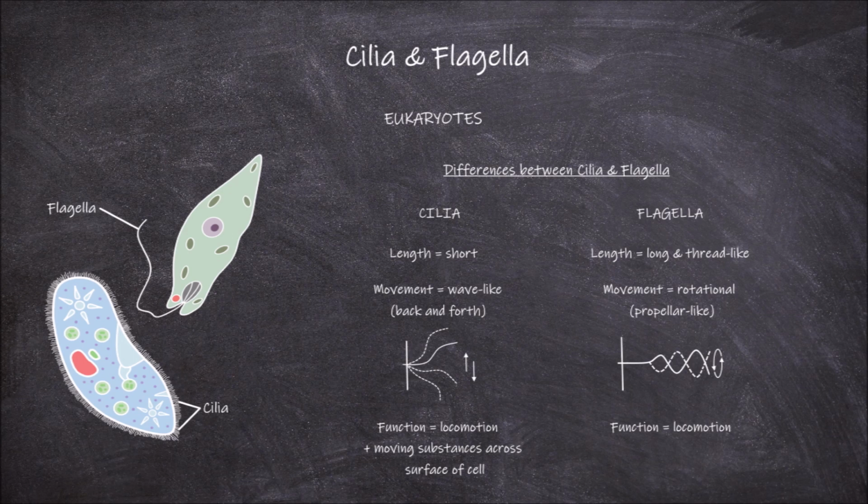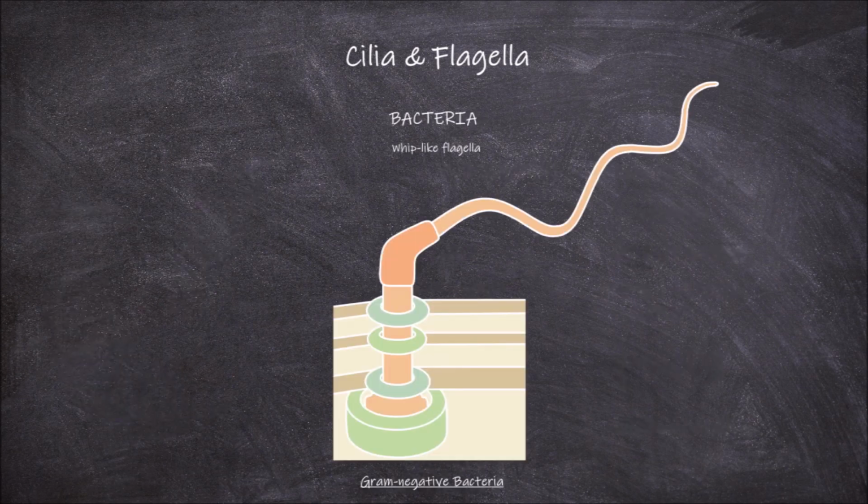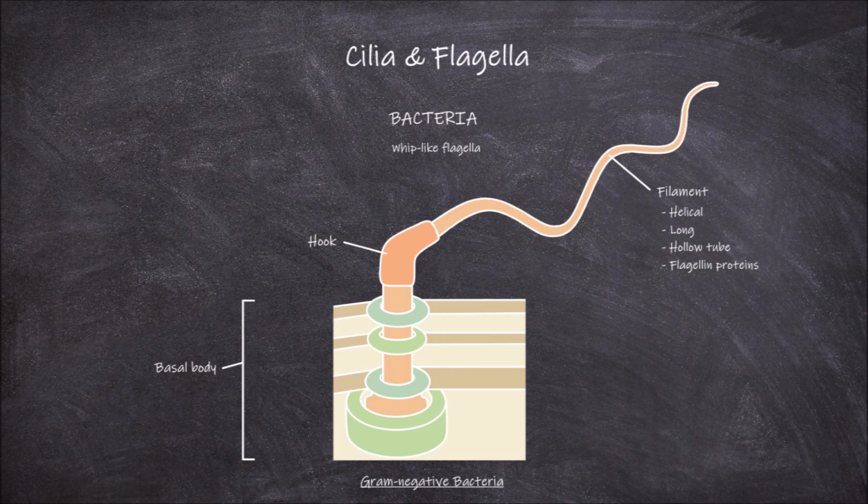The second type of flagella are those found in members of the bacteria, which have whip-like flagella. The bacterial flagellum has 3 regions: the basal body, the hook, and the filament. The filament portion is helical in shape and is the longest region of the flagellum. This filament is a hollow tube made up of flagellin proteins. The basal body is the portion that is embedded into the cell wall.